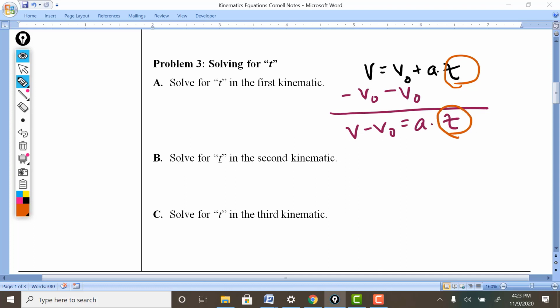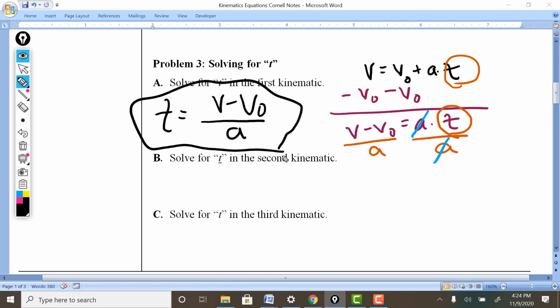We're going to get the t by itself. So now what's happening is I have this t multiplying by the a. The opposite of multiplication is division. We're going to divide by a. Make sure that we do that for the entire numerator. Not just v or v naught, but the entire thing is over a. That makes it so that the a's cancel out. I get t is v minus v naught over a.